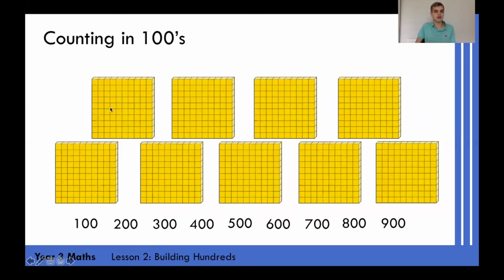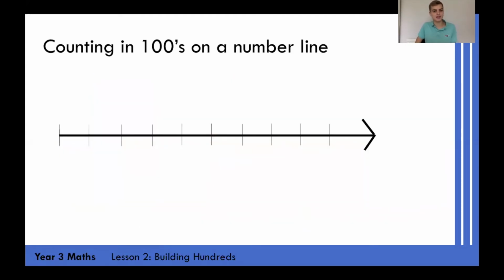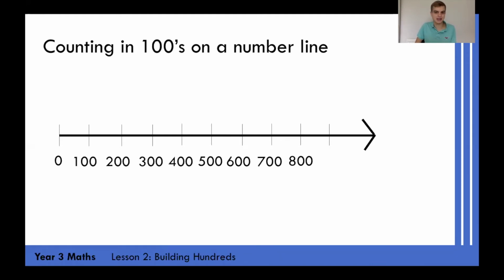And I'm representing my hundreds like this. 10 lots of 10 make 100. 100 ones make 100 as well. And I can also do that on a number line. Let's have a look. 0, 100, 200, 300, 400, 500, 600, 700, 800, 900. Fantastic. So here you can see that my ones and my tens are staying the same. Now it's just my hundreds that are going up one.